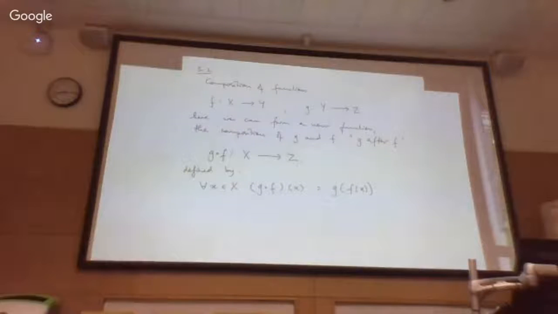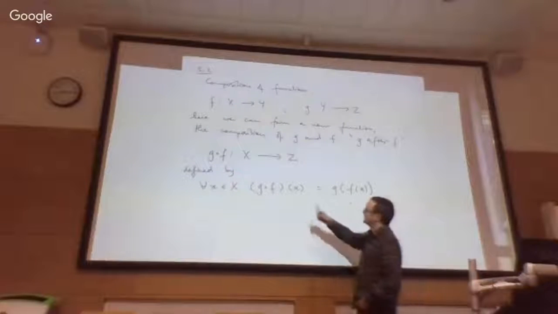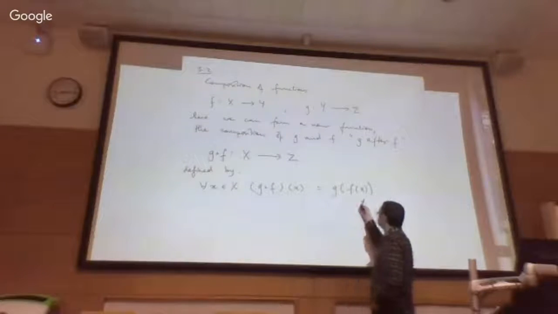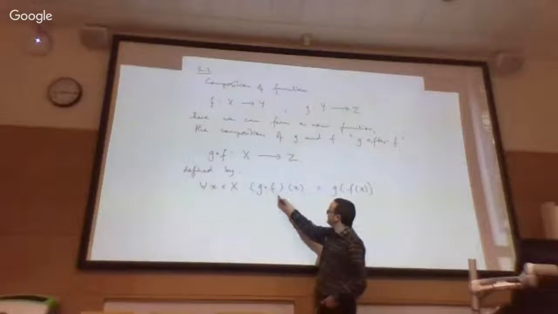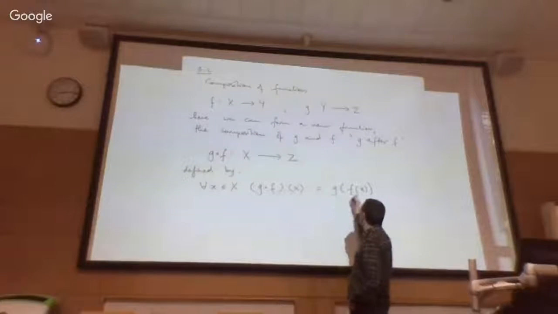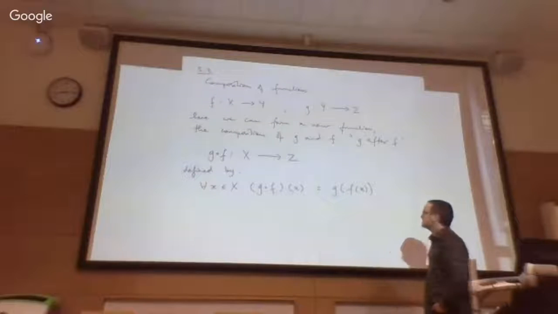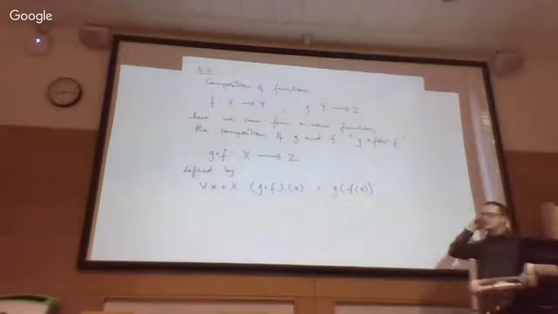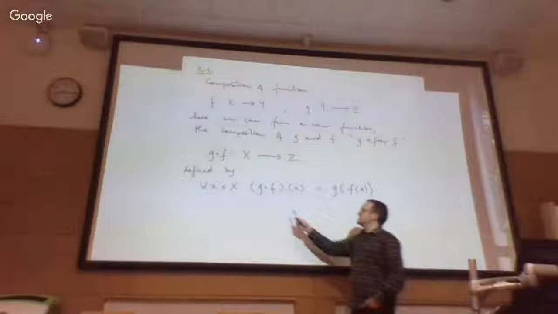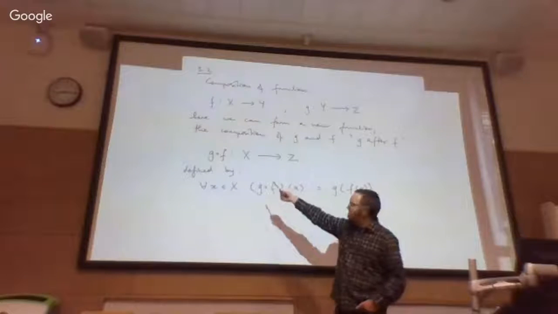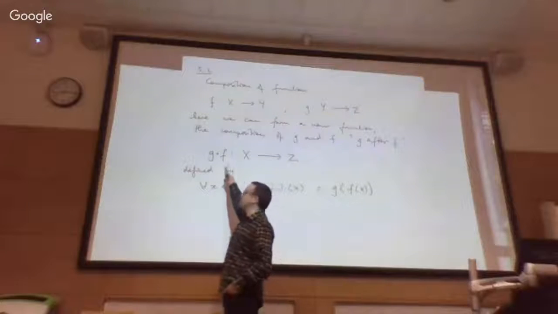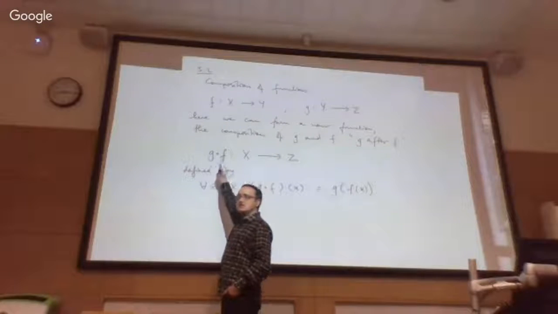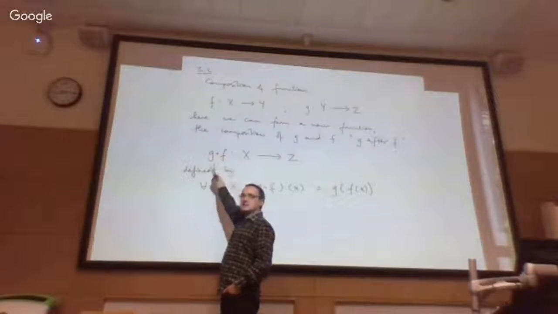So g after f, the g goes on the left, the f goes on the right, and that has this nice property that f is nearest the x, so the f gets applied to x first, and g gets applied after. But some people get slightly confused when reading this because you see the symbol g after f, but in g after f, it's important to note that f is the function that gets applied first, g is the function that gets applied second.